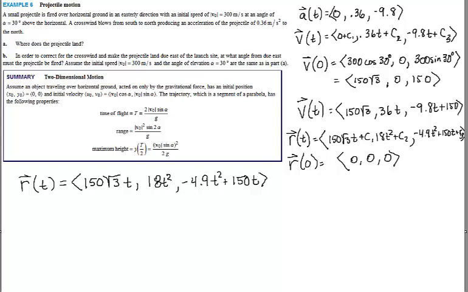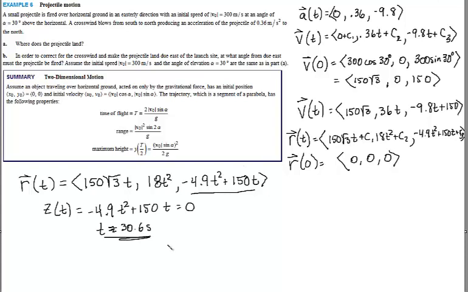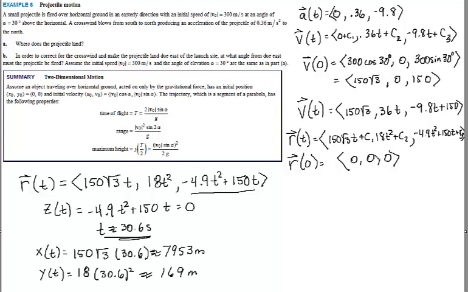The question was, where does the projectile land? It lands when this quantity right here, this z direction, is equal to 0. So I will solve that, and I finally got the time that it lands. Now I need to get where it lands, and to get where it lands I will need to plug that into both the x and the y, and I'll get an x coordinate and then a y coordinate. After plugging that in, I find that the projectile lands 7,953 meters away and 169 meters north of where it was fired.